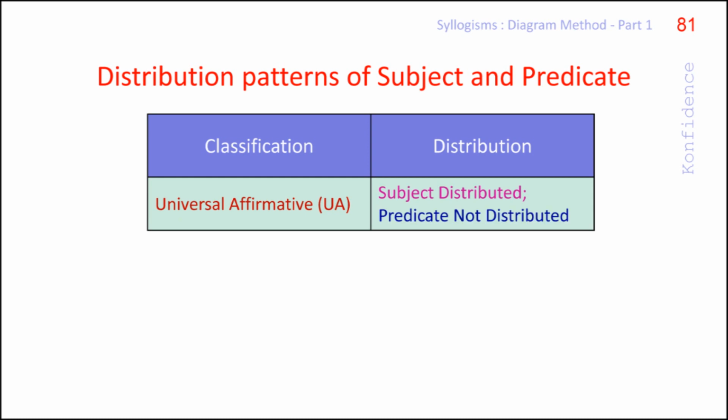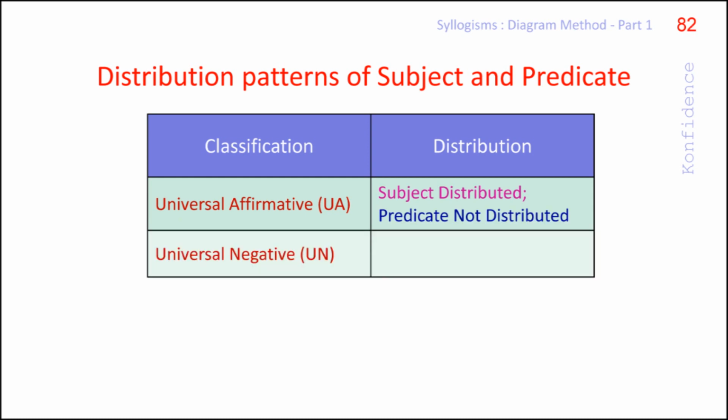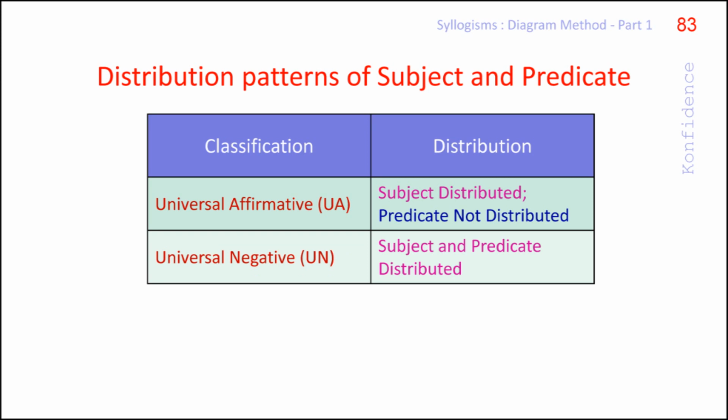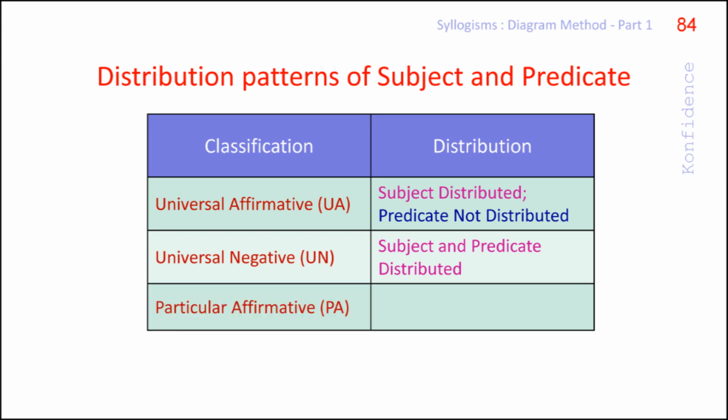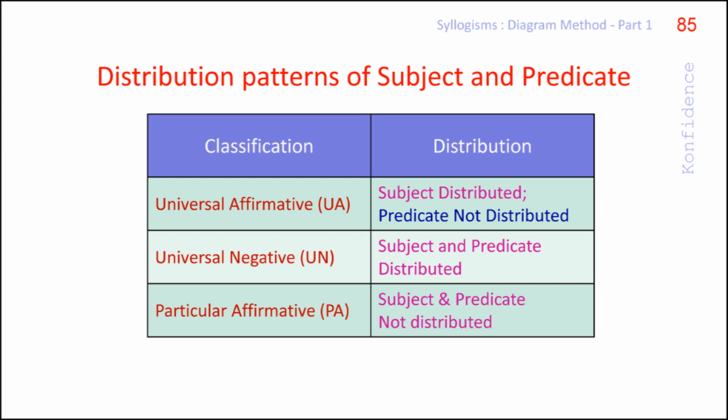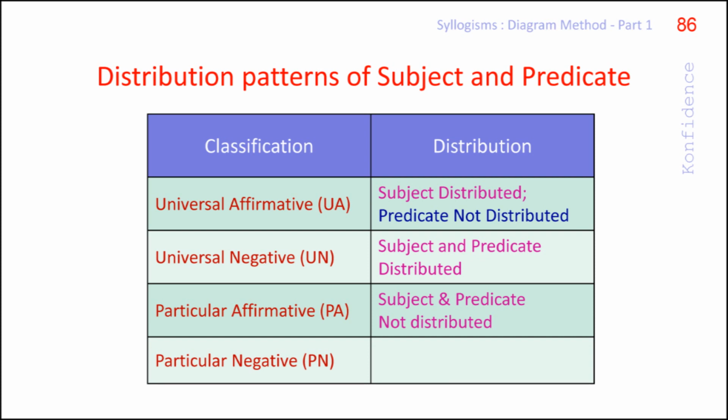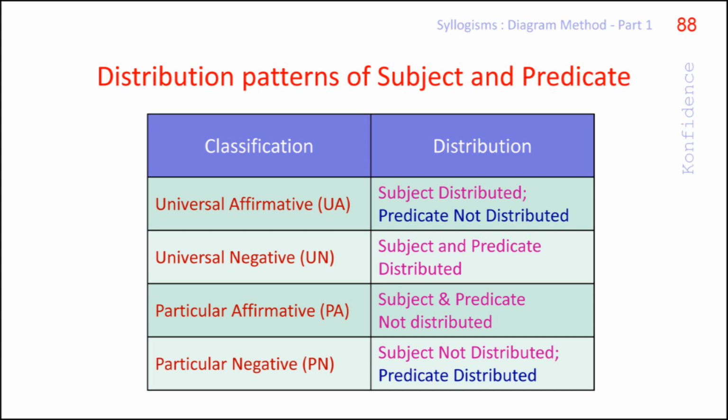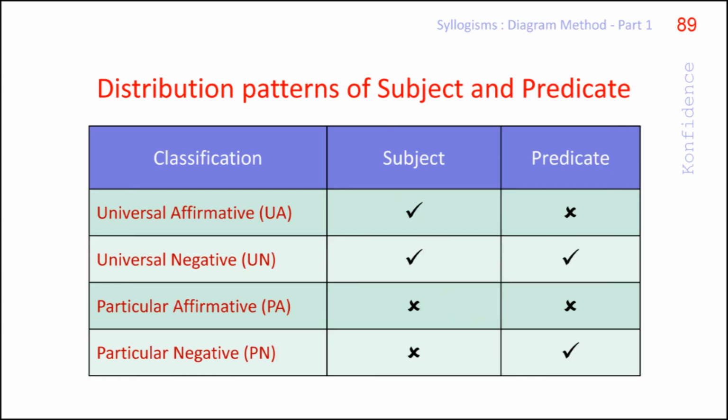predicate is not. In a universal negative statement, subject and predicate are both distributed. In a particular affirmative statement, both subject and predicate are not distributed. In a particular negative statement, subject is not distributed, predicate is distributed. Note the tick mark used to indicate that a term is distributed and a cross mark used to indicate that a term is not distributed. It is strongly recommended that you learn by heart the table given here.